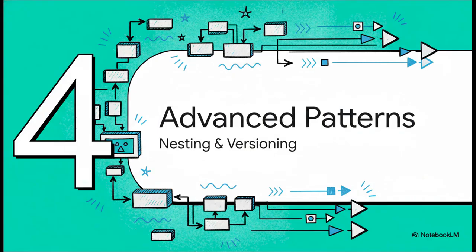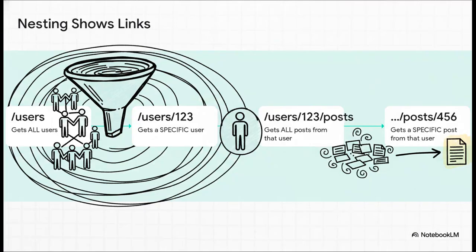All right, so now that we have our building blocks, our static routes, our dynamic routes, and our parameters, we can start building some really complex real-world systems. Let's look at two critical patterns for this: nesting and versioning. Nesting is beautiful. It's all about showing relationships between your data, and it's incredibly intuitive.